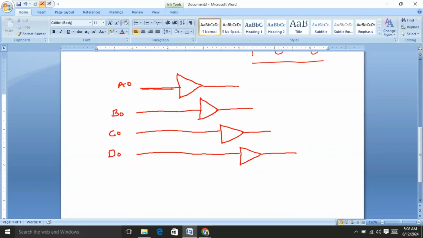By connecting all these, let us consider I am connecting this one to this one to this, and this one to this. All these are interconnected. Now this is the common bus. This is the common bus.